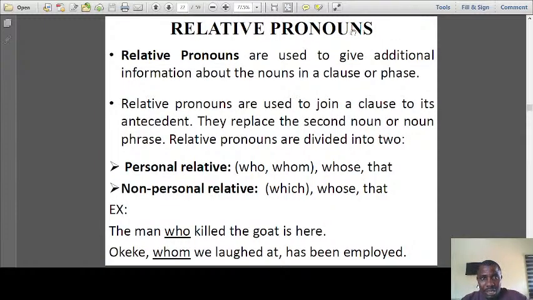Relative pronouns. Relative pronouns are used to give additional information about the nouns in a clause or phrase. Relative pronouns behave like adjectives. They equally behave like determiners because they give additional meaning. So it is necessary for you to know when a word is used as a determiner and when a word is used as a pronoun.